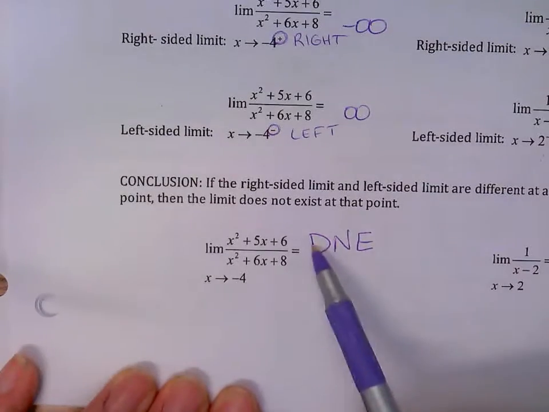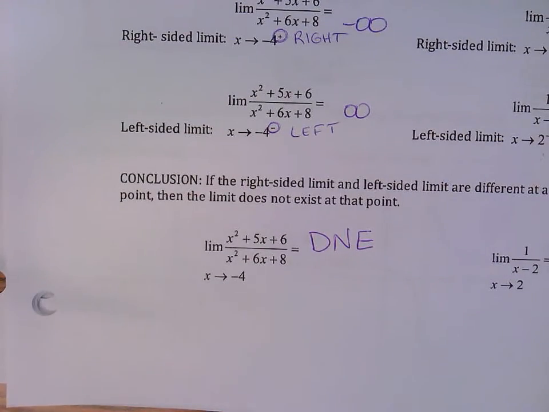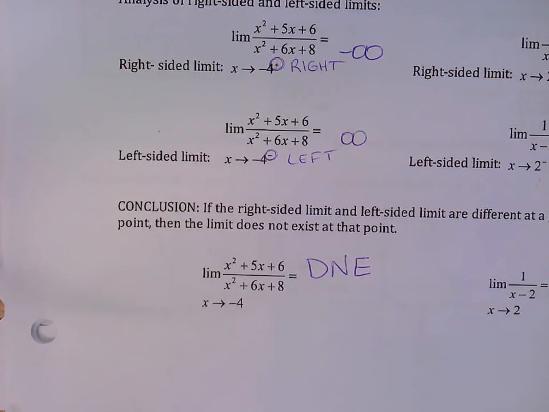So DNE is calculus language. You're going to see it a lot this unit. DNE stands for does not exist. It's not no solution. It's not undefined. In limit world, we say DNE, does not exist.